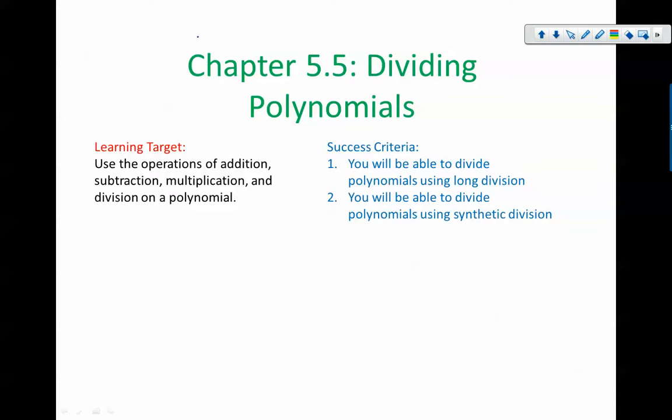All right, ladies and gentlemen, welcome back. We are looking at 5.5 now, where we will be dividing polynomials. Up to now, we have done the other operations: addition, subtraction, and multiplication. And now we're going to divide using both long division and synthetic division. So let's go ahead and jump right into this.